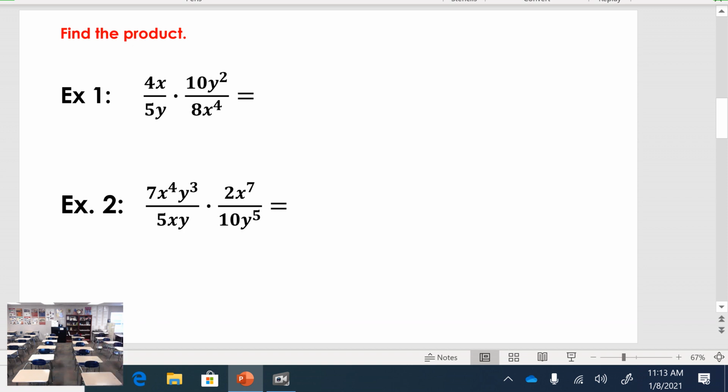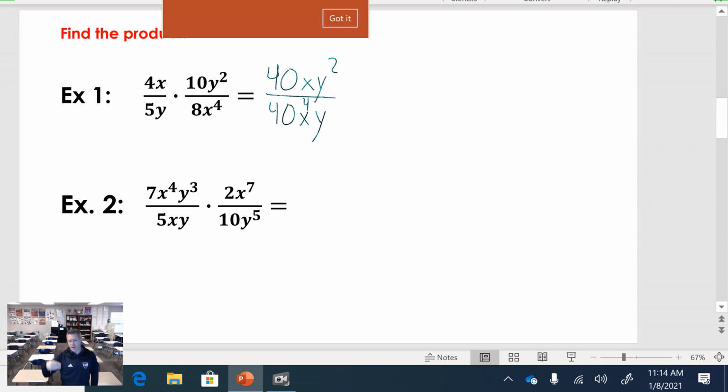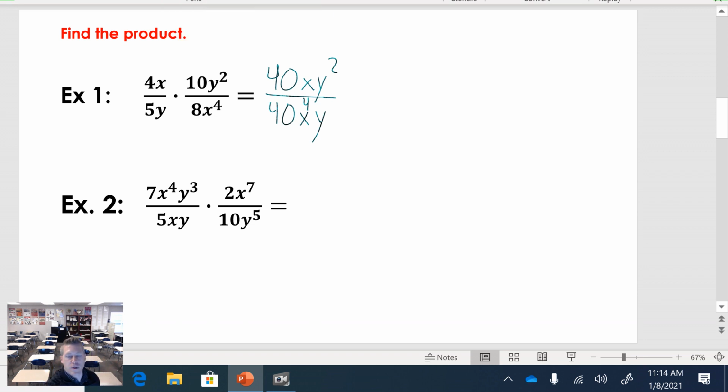So we're going to look at 4 times, sorry, let me click the draw there. 4 times 10 gives us 40, and then we've got our x and our y squared. Then 5 times 8 is also going to give us 40, and then we've got an x to the 4th and a y. So I just wrote the variables in alphabetical order. So when we look at that, once we multiply through, and they won't all be the exact same number above and below. So when you have the 40 over 40, you know that that becomes 1 or is going to cancel out. So let's expand this out just a bit here.